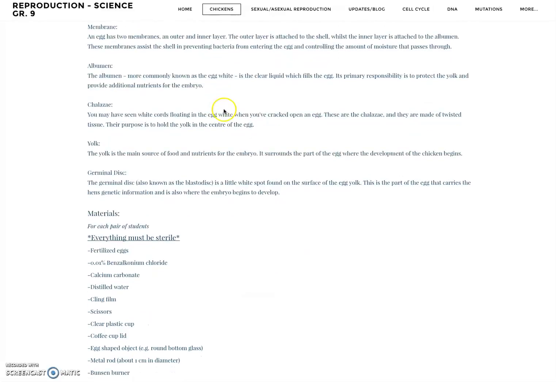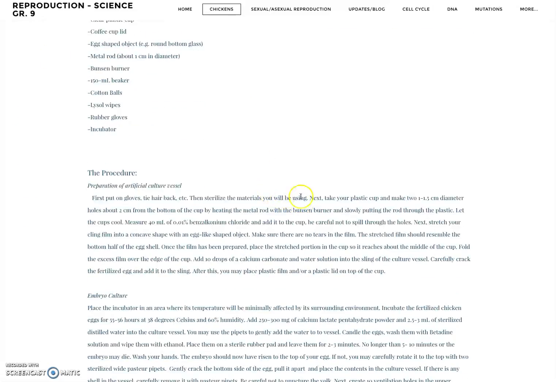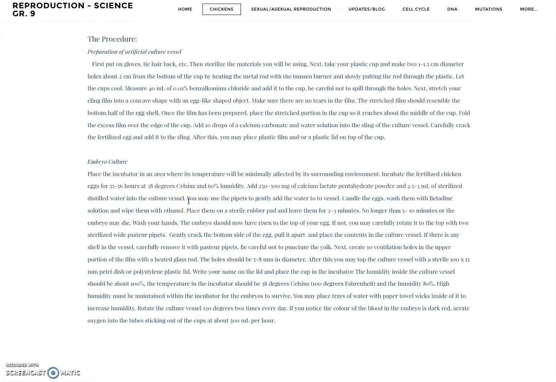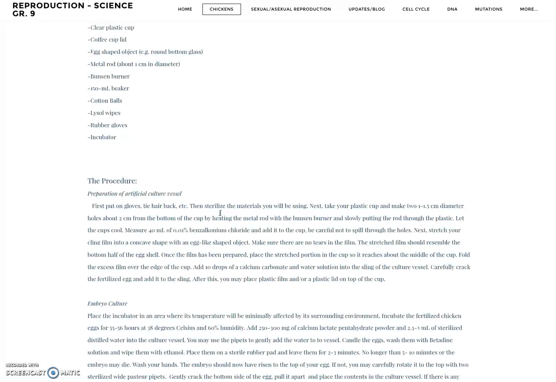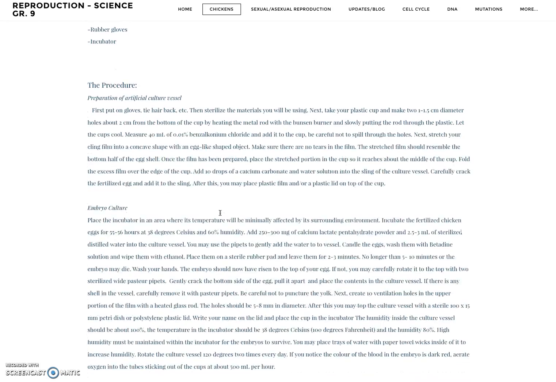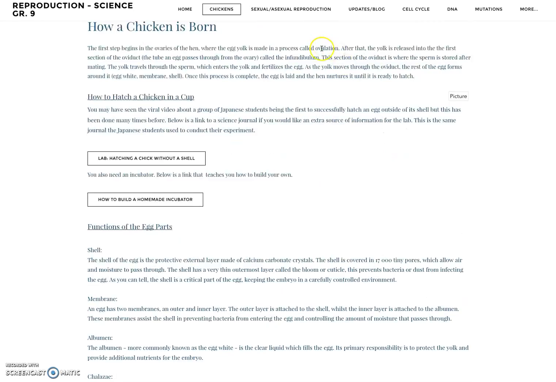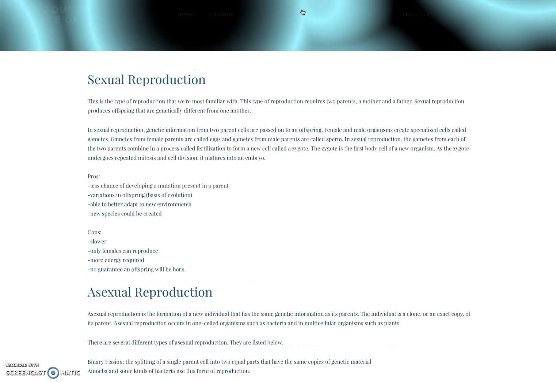And then down here is more information about the experiment that was used in the lab report. Here's just a list of the materials and the procedure. We didn't use all of the methods in the lab report, just because we wanted to change some things and didn't have all the resources that the people in the lab report did. And then at the bottom is just a picture of the culture vessels used in the lab report. So now let's move on to sexual and asexual reproduction.